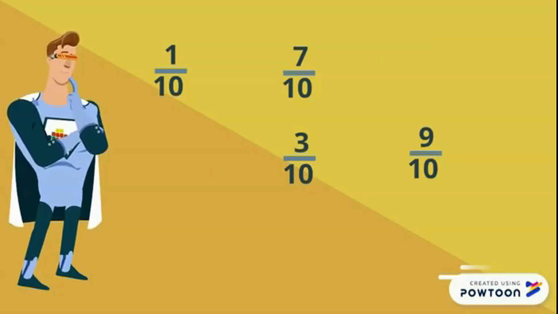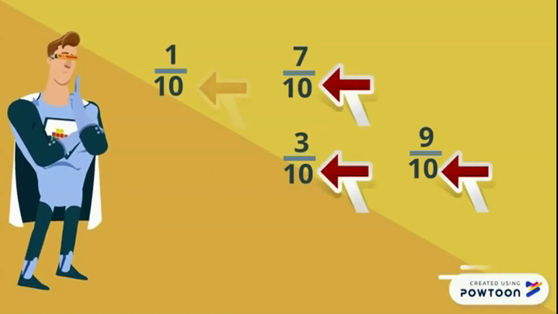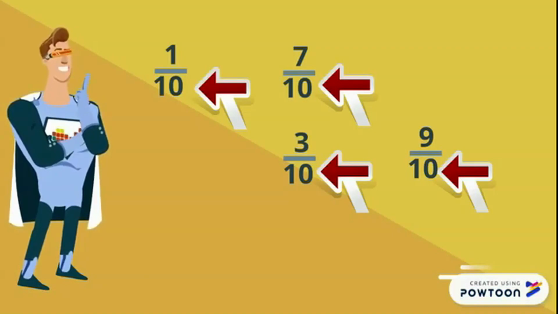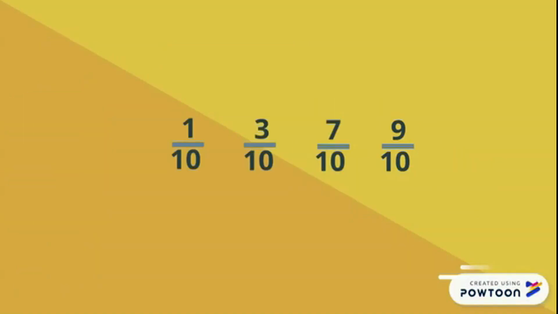Let's look at what we have in common with these fractions. They all have tenths. They all have 10 parts. That makes it a lot easier to actually put in order. So what you'll see here is they all have 10 parts again. So all we really have to do is look at the numerator on top and put those in numerical order, 1, 3, 7, and 9.